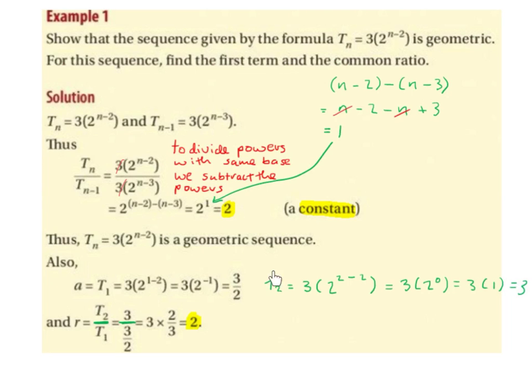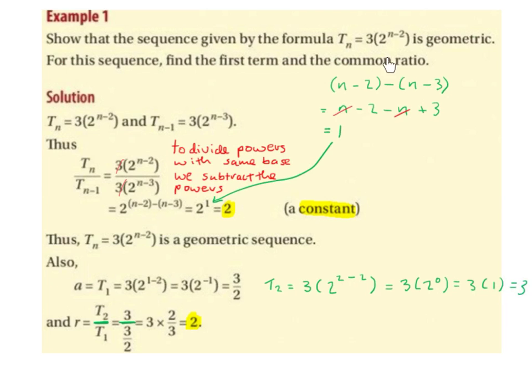Okay, so then term 2 is going to be 3 times 2 to the power of 2 minus 2, because we swap that n for 2, and 2 minus 2 is 0. 2 to the power of 0 is 1. 3 times 1 is 3. So term 2 is 3. So term 1, or A, is 3 over 2, and term 2 is 3.